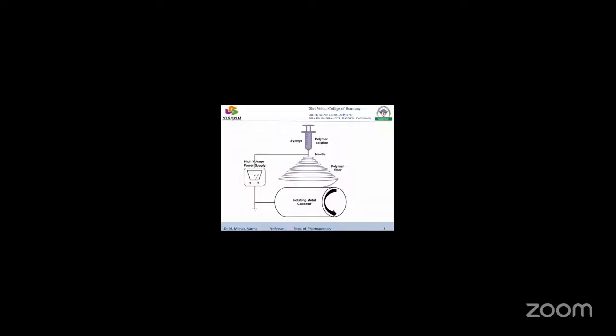Then again, if you take the vertical electrospinning apparatus, here we have a high voltage power supply, and within the syringe, we have to take the organic solvent or aqueous solvent, in which you can take the drug plus the excipient, and then it can be sprayed onto a revolving drum-like structure. So here we can see the vertical electrospinning apparatus.